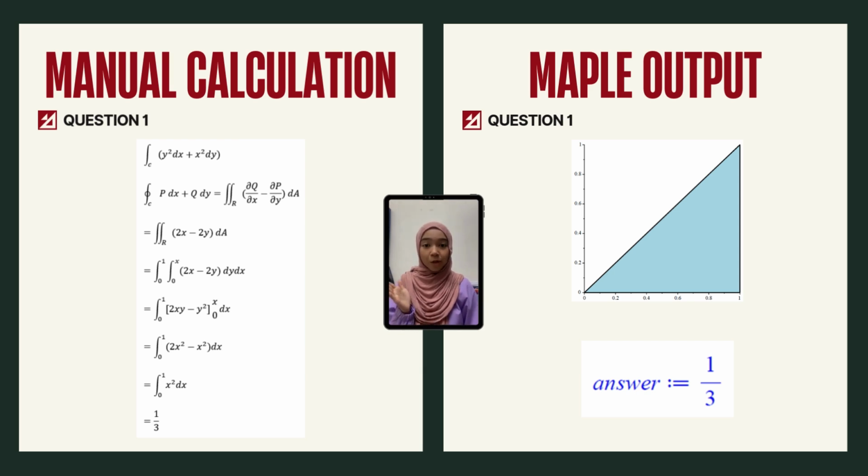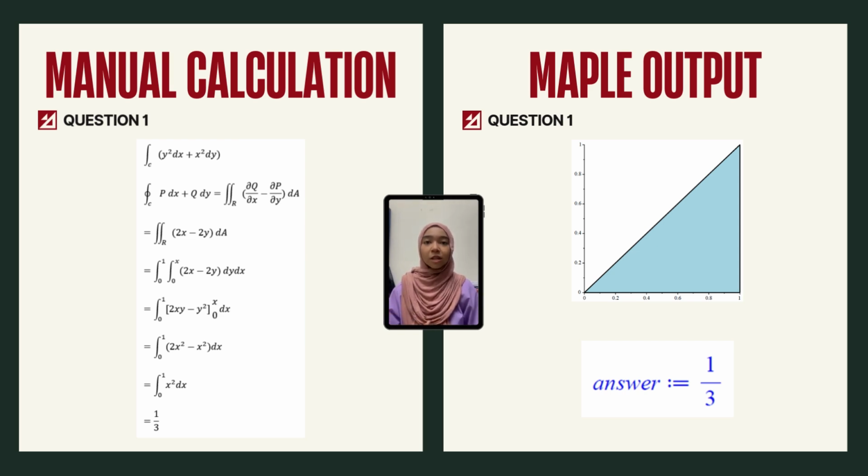On my left is the manual equation, and on my right is shown the output from Maple software. So first, let's evaluate the line integral using Green's theorem. According to Green's theorem, we can convert a line integral over a closed curve C into a double integral over the region R it encloses. In our case, P is equal to y squared and Q equals x squared. Then we compute the partial derivatives, giving 2x minus 2y, and substitute it into the formula.